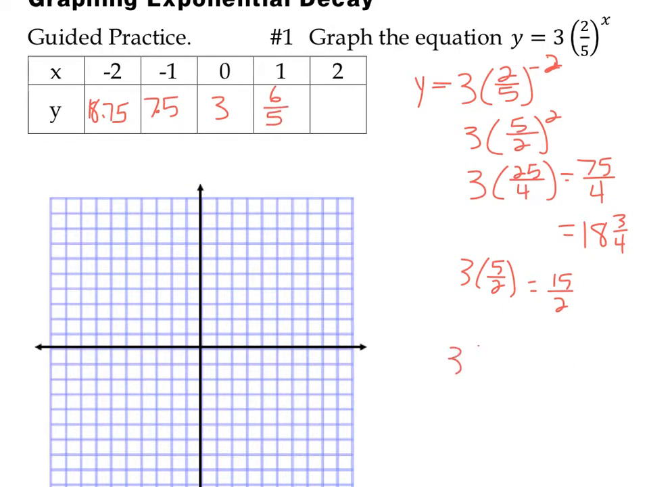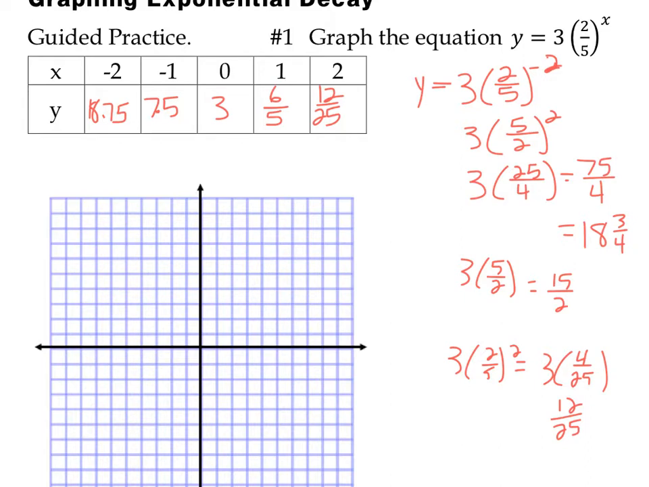And then we're going to have 3 times 2/5 squared. When we put a 2 in for x, that's 3 times 4 over 25, which is 12 over 25. 12 over 25 is just under a half, right? 12 over 24 would be a half. This is just about a half. Now we want to graph those points.